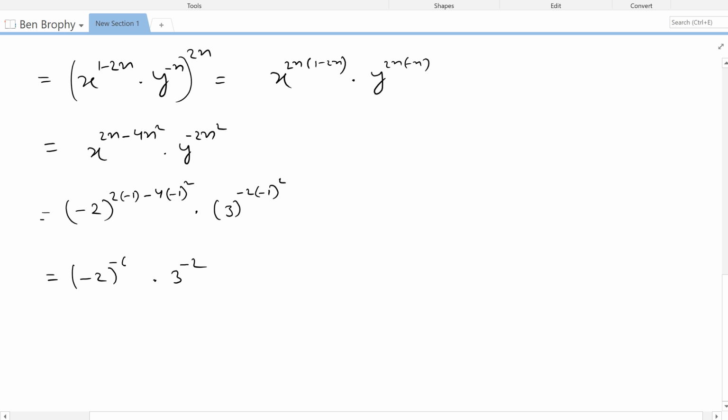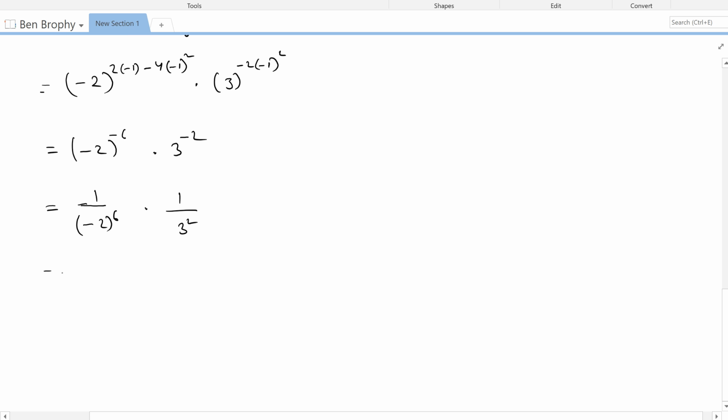Right now you can expand them. Negative 2, the power is negative, so it's going to flip it and the power becomes positive now. And same thing there. Now we multiply negative 2 an even number of times, so it's going to be a positive value, right? Negative 2, negative 2, negative 2, 6 times, so it's going to be positive 64. Right. And then it's 1 over 64 times 1 over 9.